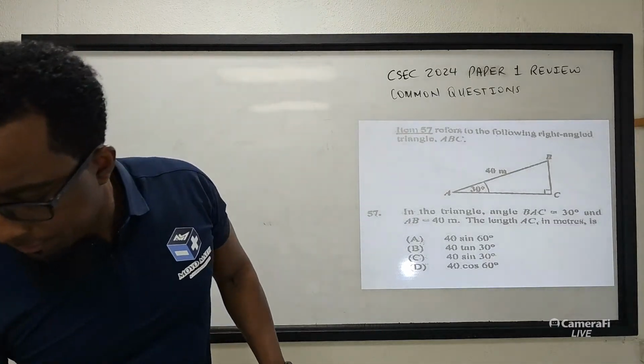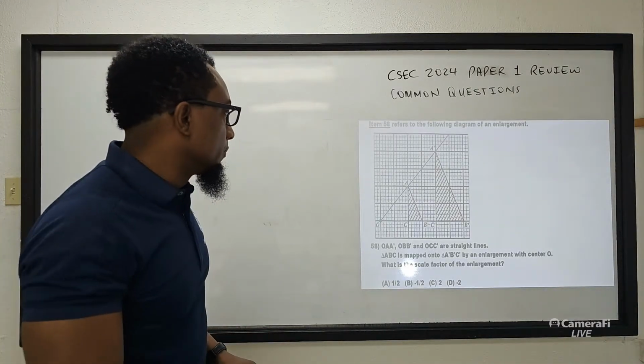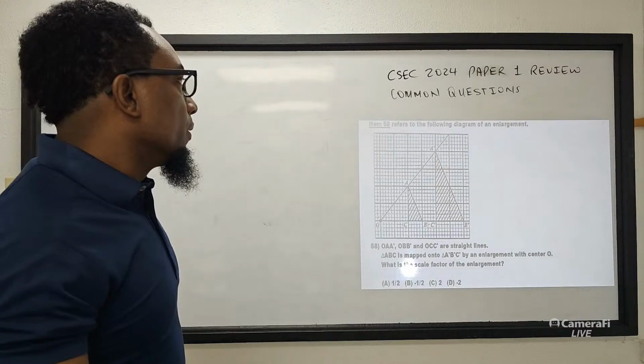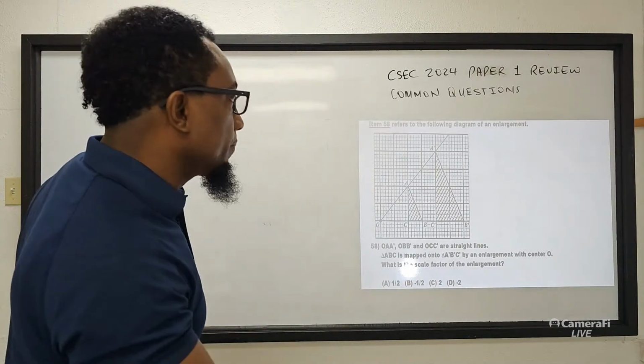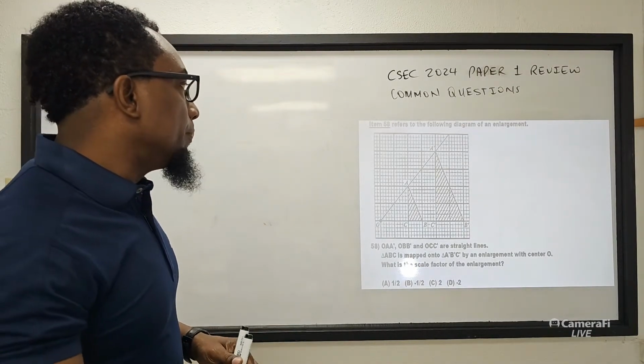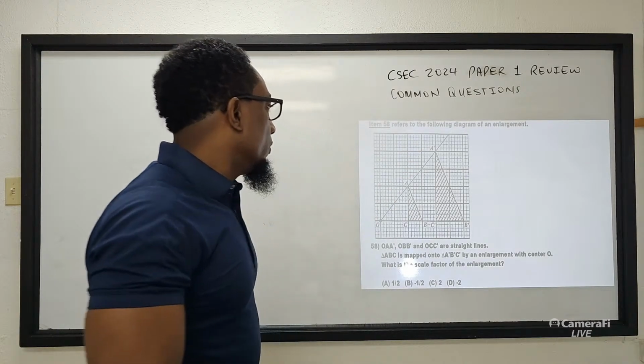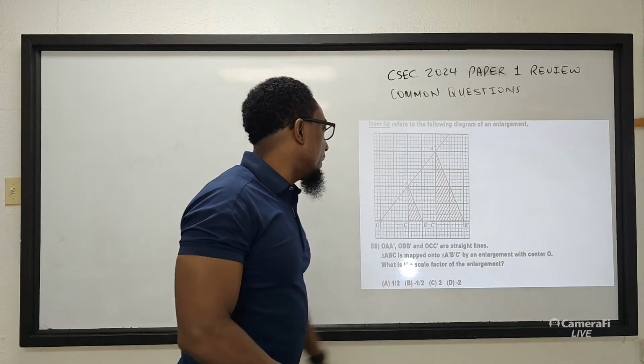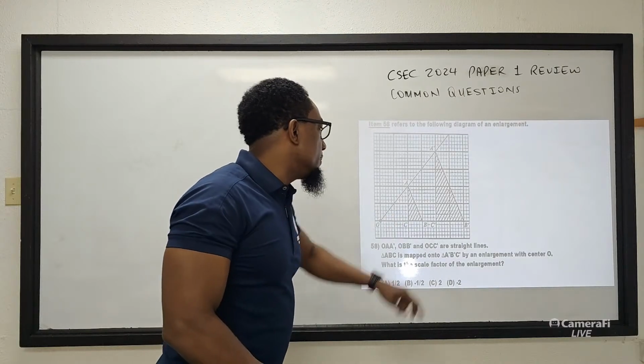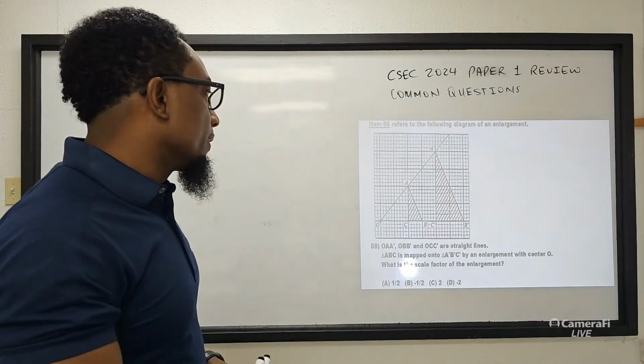So 58. Another common question. OAA', OBB', OCC' are straight lines.